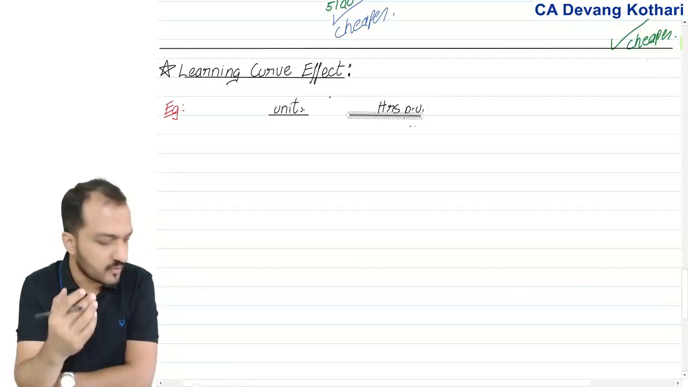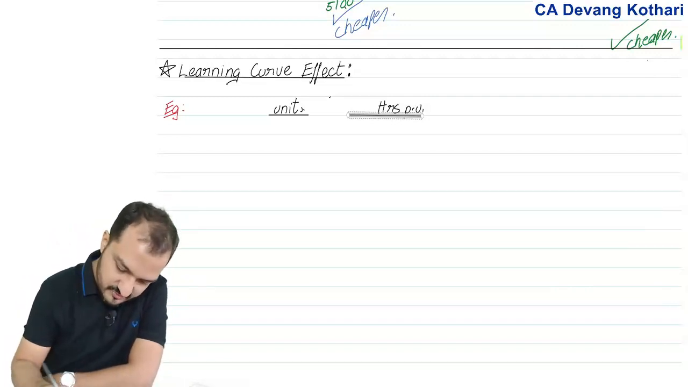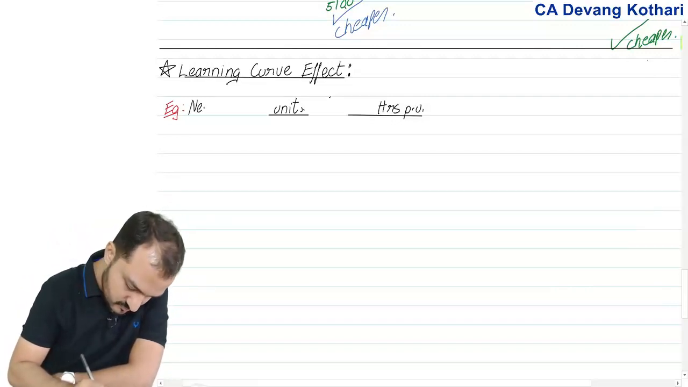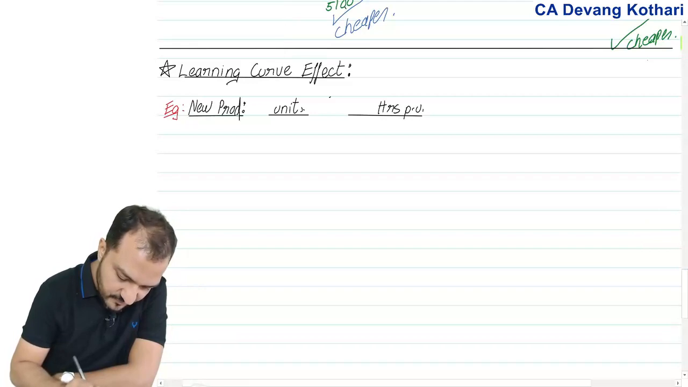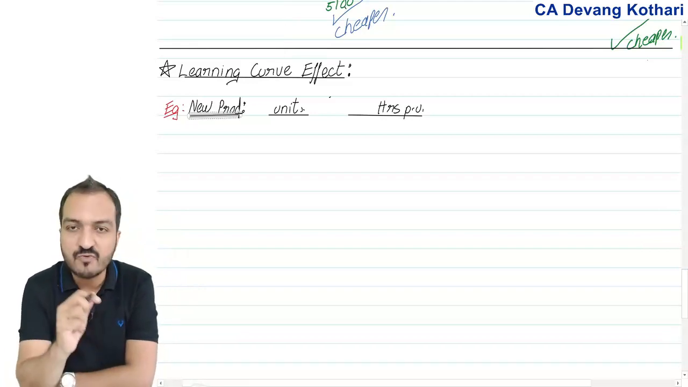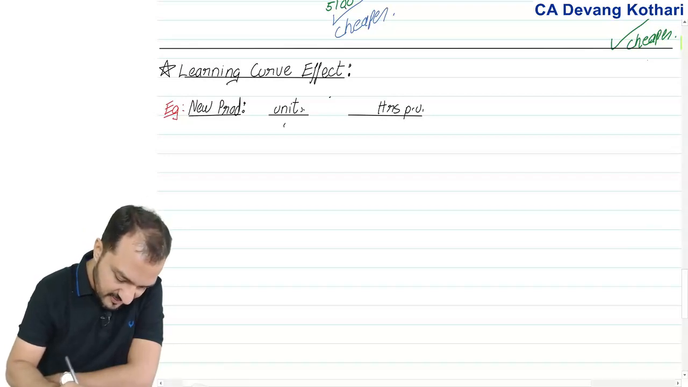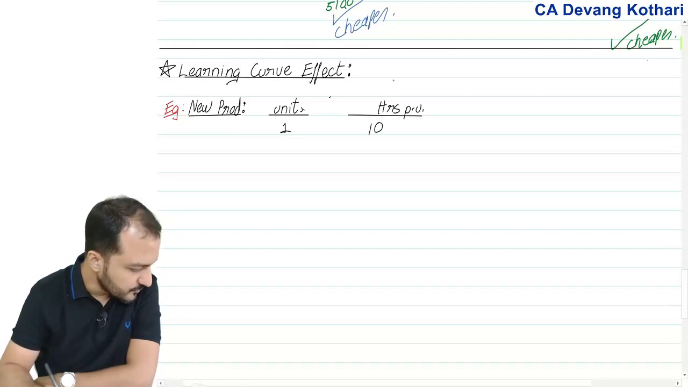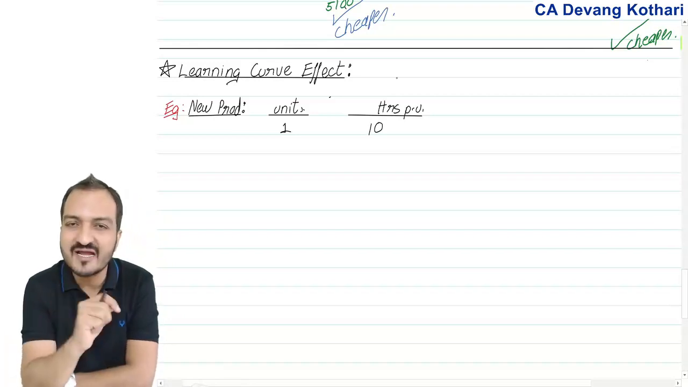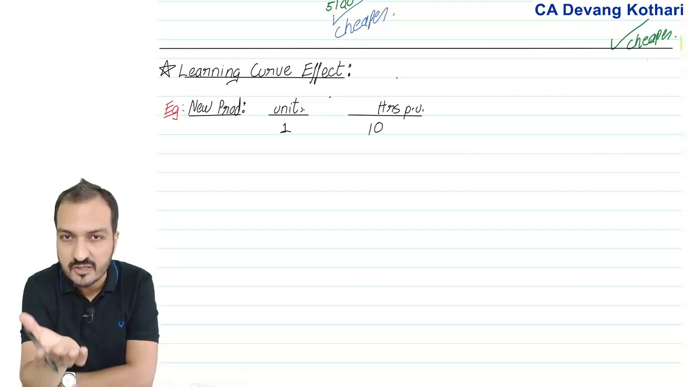Say it is a new product. I am launching a new product, and when my workers produced this product for the very first time, when my employees manufactured this product, that first unit they produced took 10 hours to produce. The first unit that my workers produced took them 10 hours to finish.